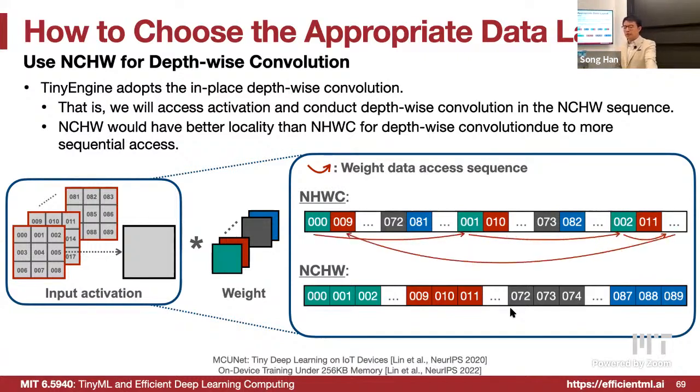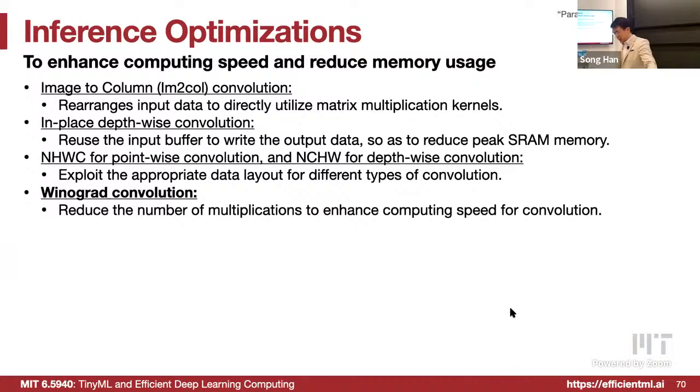Okay, if not, let's watch the animation again to get a deeper understanding about the sequence, which really matters about the locality and also the memory footprint. Okay, so finally, let's take a look at Winograd convolution to replace the number of multiplications and to speed up the computing.